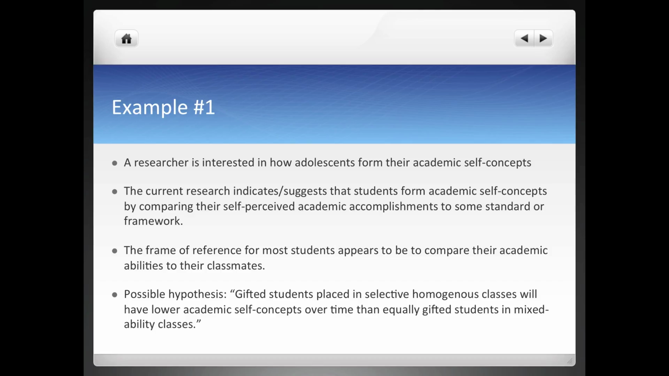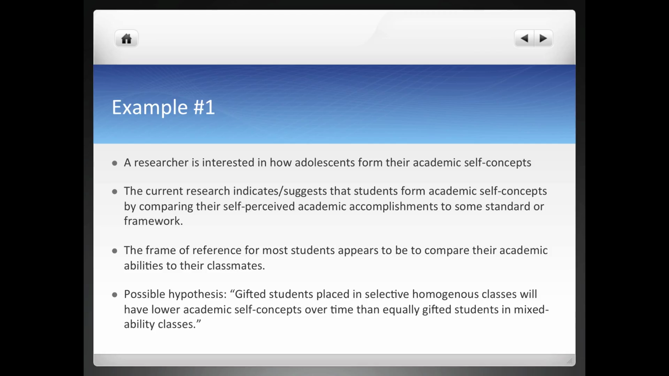Example number 1 that I want to give you. A researcher is interested in how adolescents form their academic self-concepts. Again, I'm trying to choose examples here that are not mathematics education related because I don't want to think for you. I want to give you ideas outside our field, and you think about how those things can be applied. So this person looked at the current research, and they found that it showed a relationship between a student's academic self-concept and how it compares to a self-perception of academic accomplishments to some standard or framework.